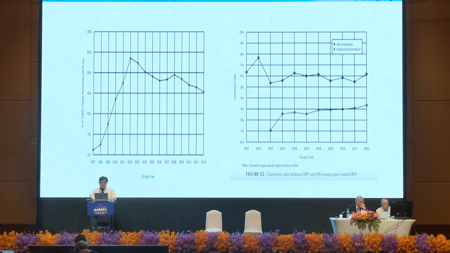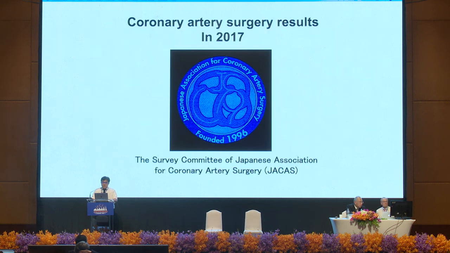I think the curve of the US, just like in Thailand, the peak of the off-pump was in 2003, 2004, and getting down and coming to the plateau about 15 to 17% right now. And I heard that even in Europe or Germany, maybe below 10%. And on the right side of the figure, the all-comers conversion rate is about 6%, which is pretty high compared to the Asian countries.